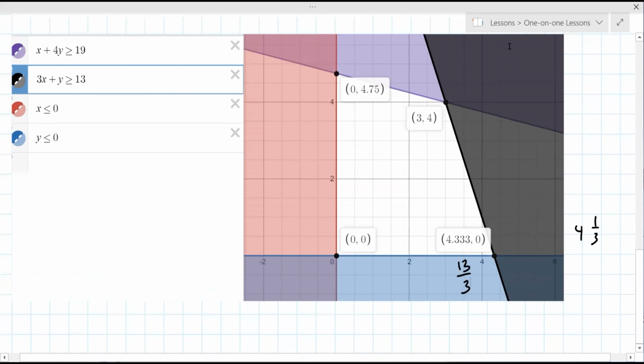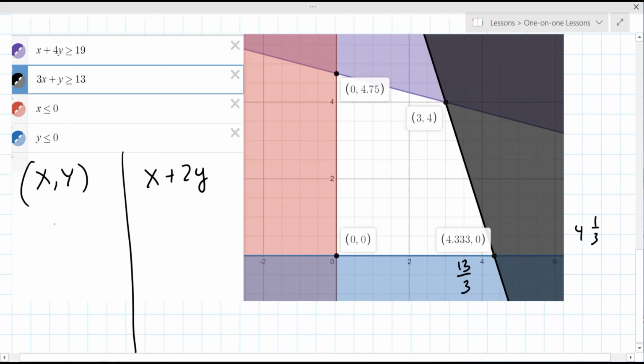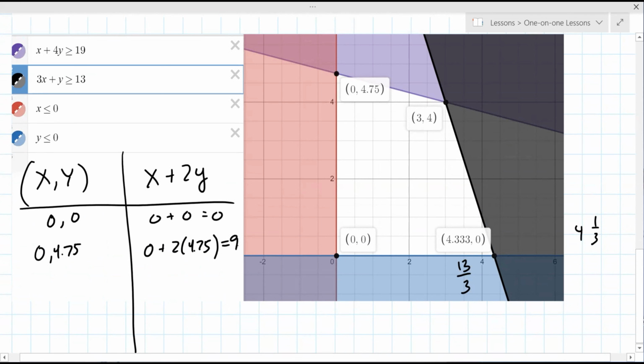So I might make a table again. We'll go x, y over here, and then it's x plus 2y. So the first one, you can do it if you want, but it's 0. It's often the corner point, but not always. So you have to be very careful there. So the 0, 4.75 is 0 plus 2 times 4.75, which is 9.5. Then the 3, 4, that's 3 plus 2 times 4, so that's 11. And then this one's 13 over 3, comma 0. 13 over 3 plus 2 times 0 is 13 over 3.